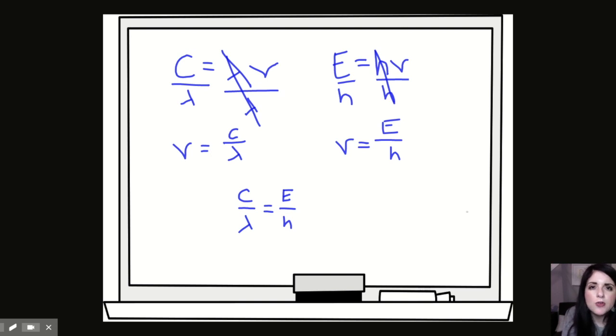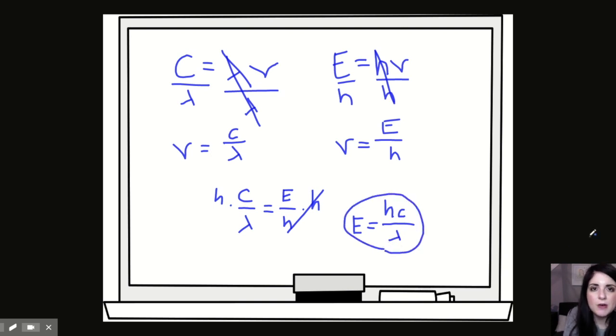However, normally you're going to see that this equation is set equal to energy. So let's isolate energy. And to do that, I'm going to multiply both sides by h. And therefore, I have a final equation that gives me E is equal to h times c over lambda.